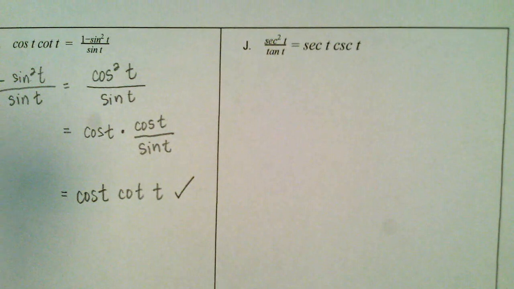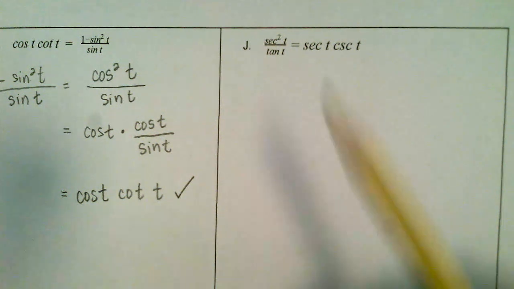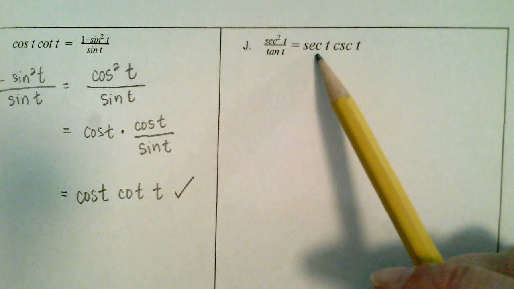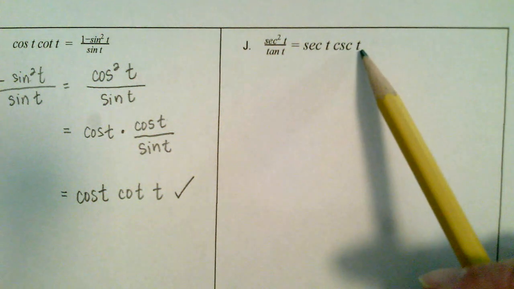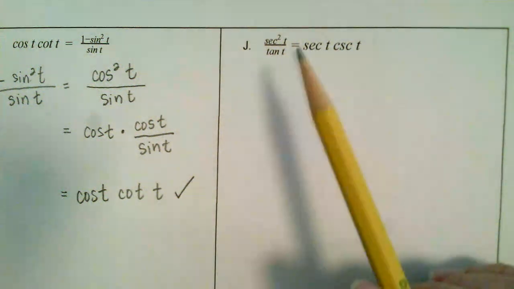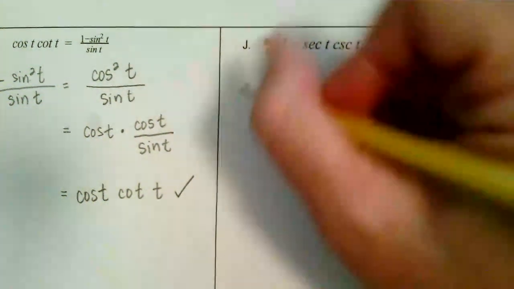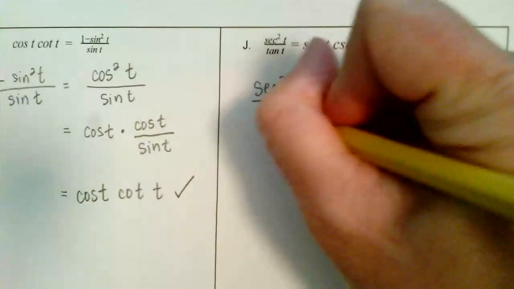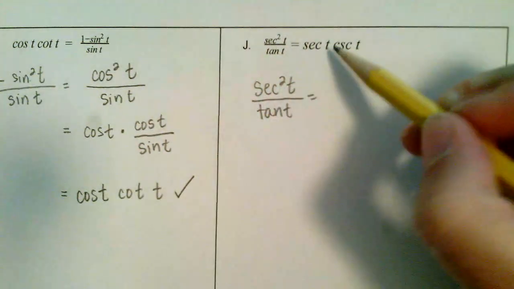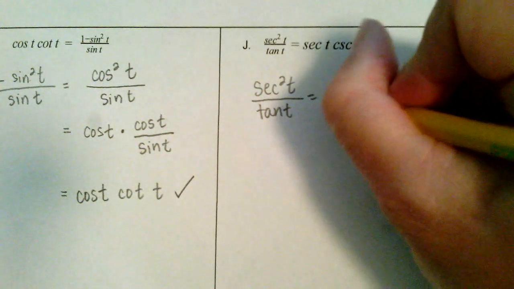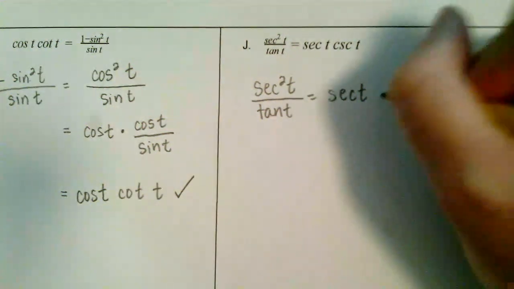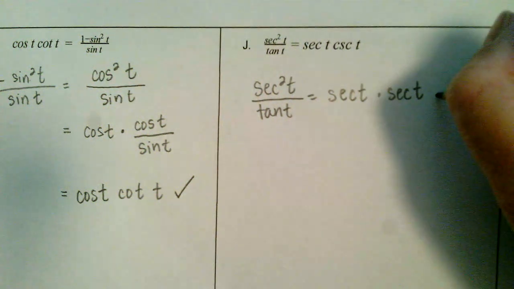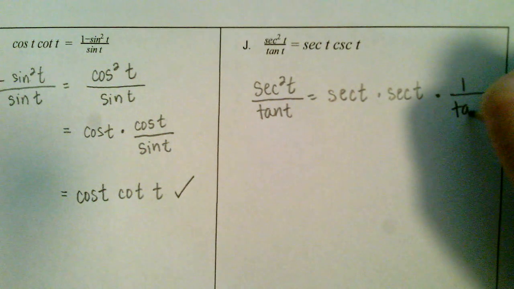So our next one, we have secant squared of t over tan t, and I'm trying to get it to look like secant t cosecant of t. So what I'm going to do, I am going to start with my left side because it does look a little more complicated to me. And I'm going to see right away that I want to get a secant t out there. So I'm going to rewrite this as secant of t times secant of t times 1 over tangent of t.